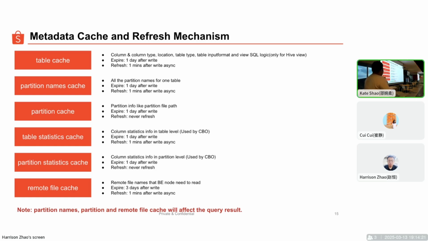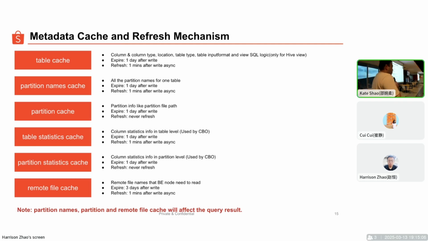And here, I also want to introduce the metadata cache in StarRocks and its refresh mechanism. The metadata cache consists of two main parts. The first part is the table-related cache, and the second part is the remote file cache. The table-related cache contains 5 caches. They are table cache, partition name cache, partition cache, and the table and partition statistics cache.